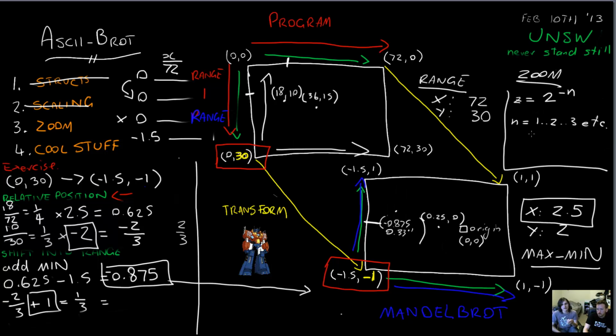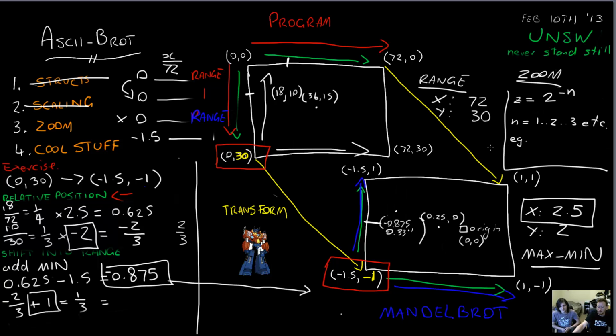And what that 2 to the minus n means is it represents the distance between each character or each pixel that you have. So the distance between each space in terms of mandelbrot coordinates. So say that my zoom level is 1, so 2 to the power of minus 1, that's a half. There's going to be half a mandelbrot coordinate distance in between each character.